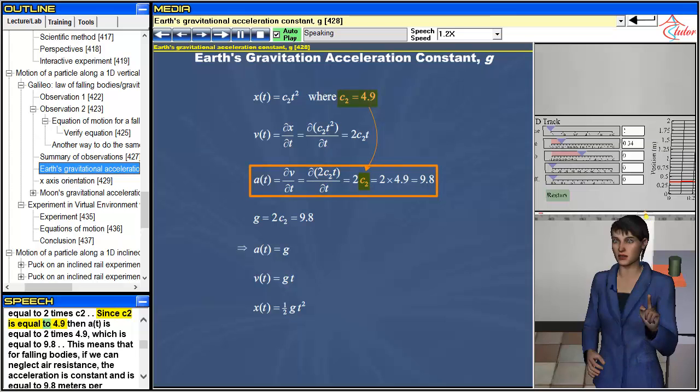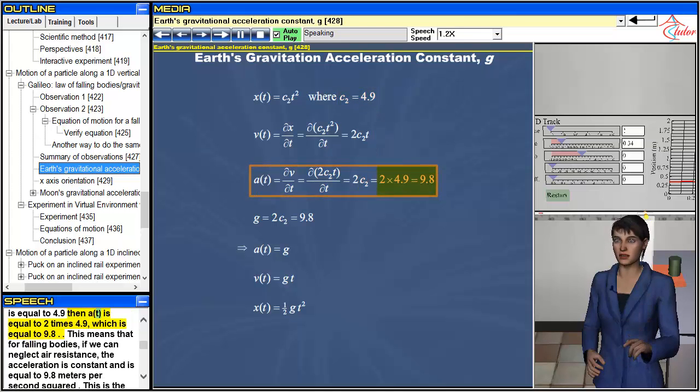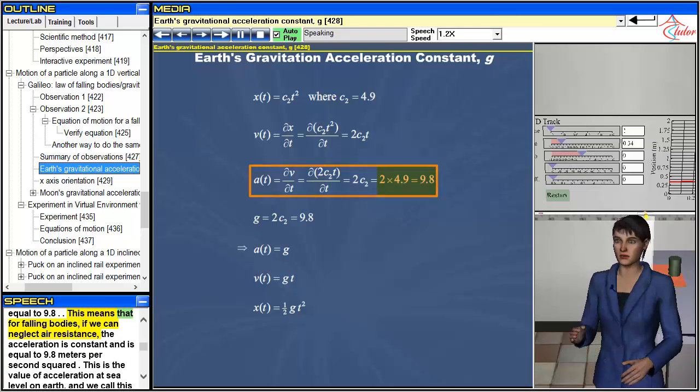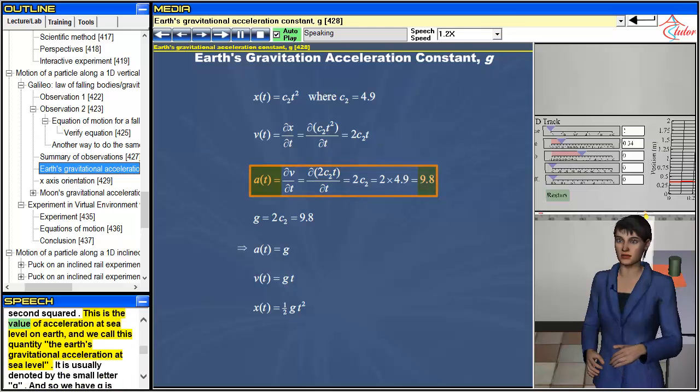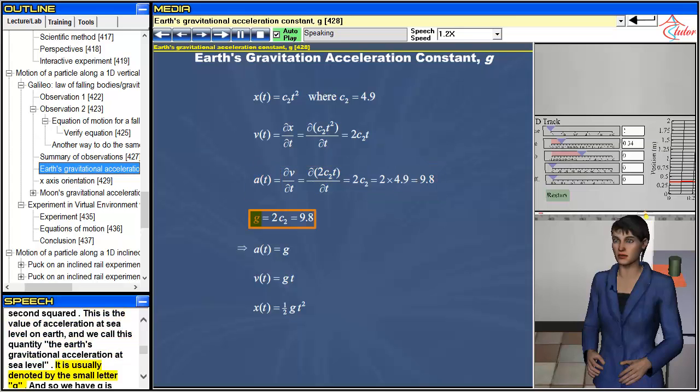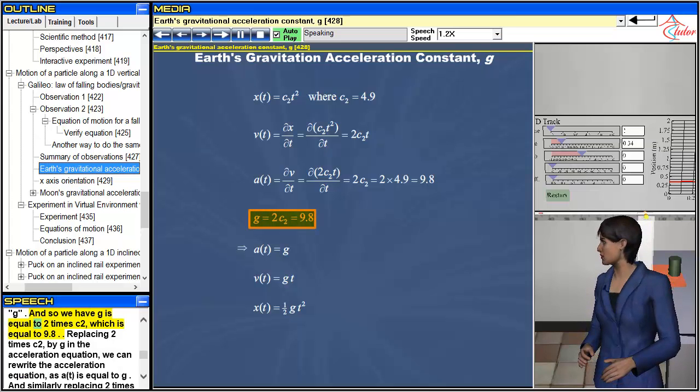Since c2 is equal to 4.9, then a of t is equal to 2 times 4.9, which is equal to 9.8. This means that for falling bodies, if we can neglect air resistance, the acceleration is constant and is equal to 9.8 meters per second squared. This is the value of acceleration at sea level on Earth, and we call this quantity the Earth's gravitational acceleration at sea level. It is usually denoted by the small letter g. And so we have g is equal to 2 times c2, which is equal to 9.8.